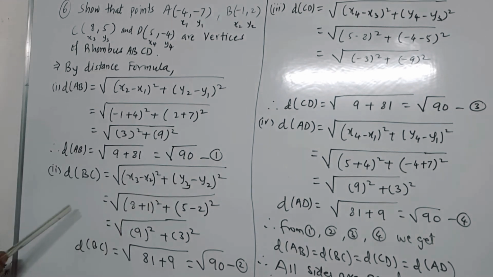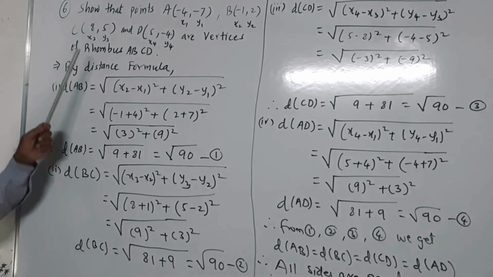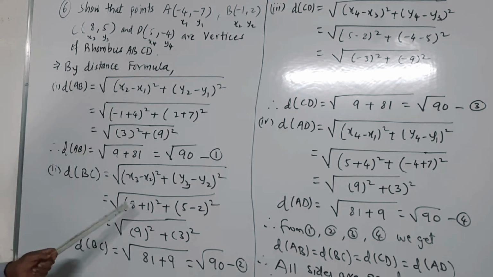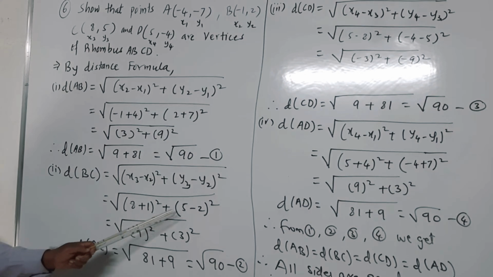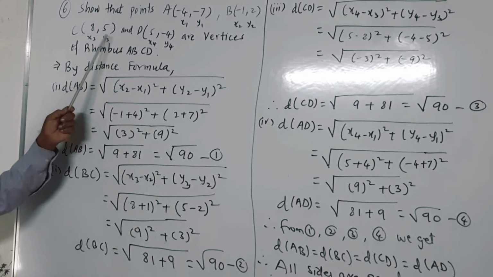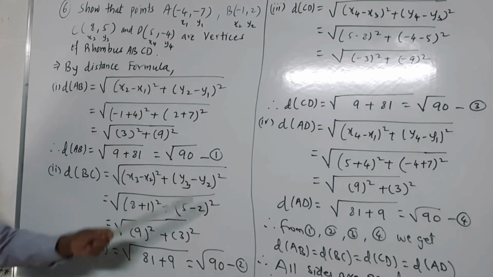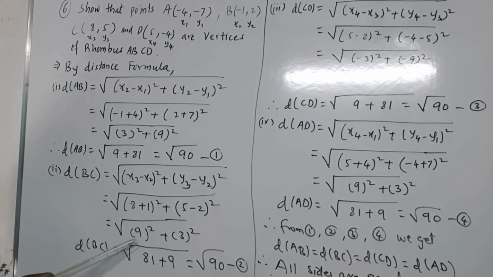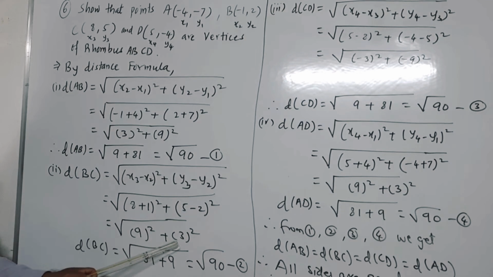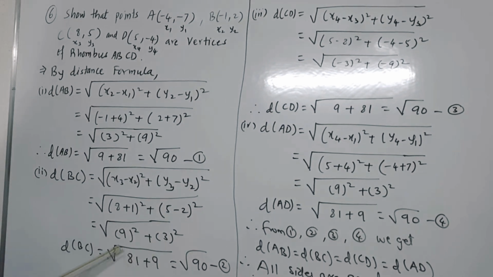Distance BC is equal to, by distance formula, x3 minus x2 square plus y3 minus y2 square. So square root of x3 8 minus 1 will become plus, minus into minus plus 1 square plus y3 5 minus 2, y2 2, square, 8 plus 1 9 square plus 5 minus 2 3 square, that is 9 square 81 plus 3 square 9 is equal to under root 90.